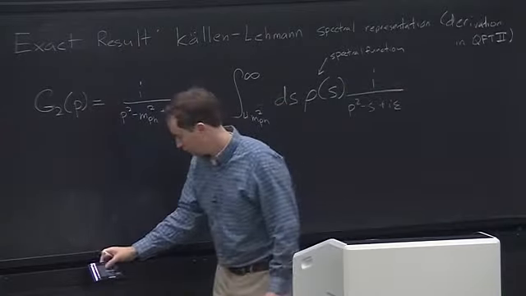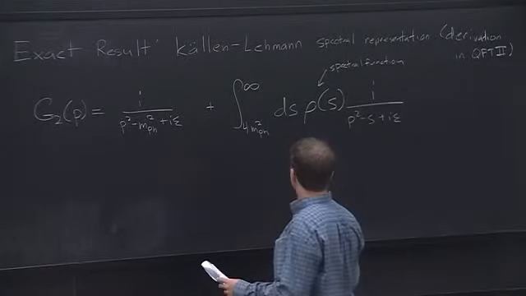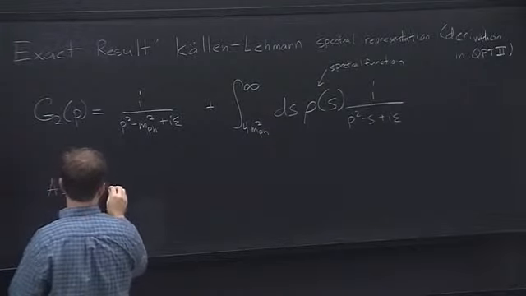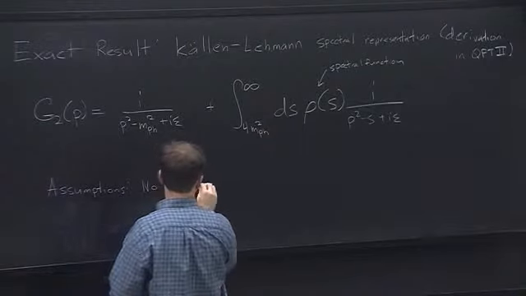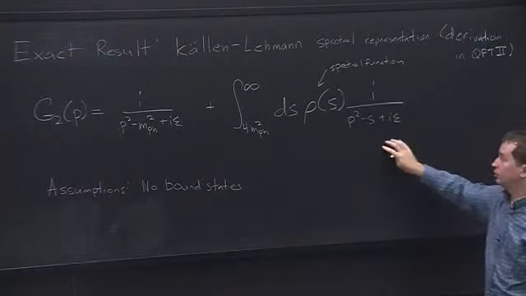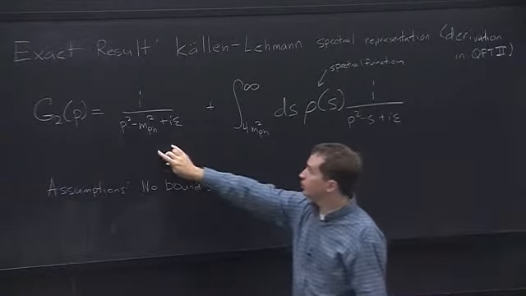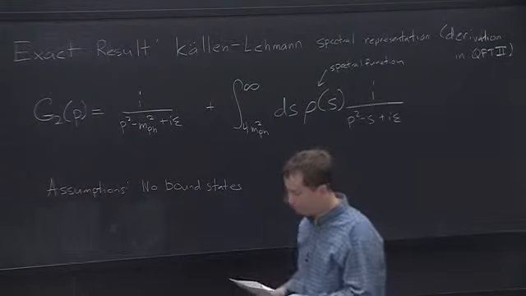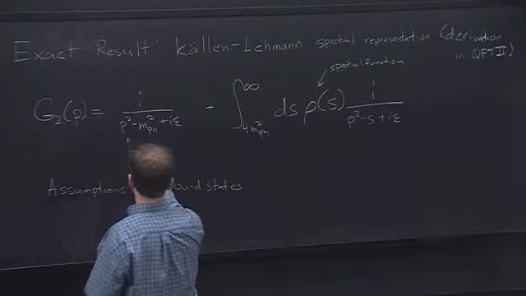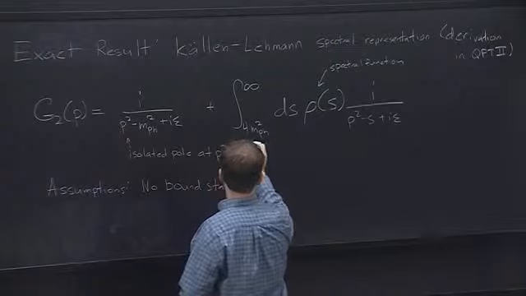If we assume that there are no bound states in the theory, and that's one of the assumptions that goes into this derivation. So one is there are no bound states. But this part of the formula really just tells us about the multi-particle states. So this is the most interesting part of this formula for us. And what this first term tells us is that there is an isolated pole at p squared equals m physical squared.